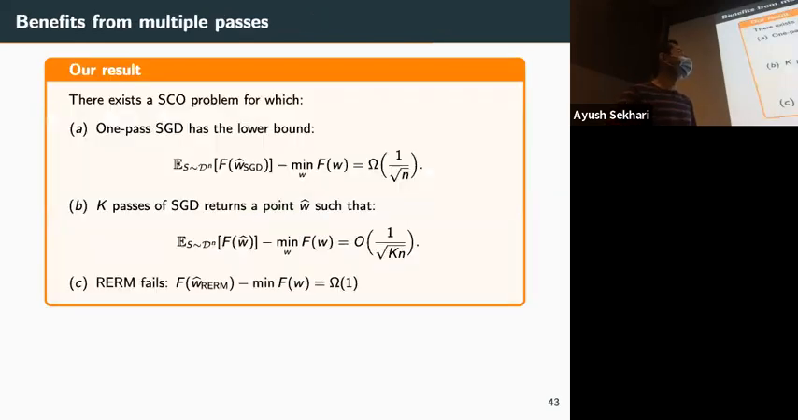In our work, we show that there are SCO problems for which the multi-pass algorithm can return much better solutions as compared to a single-pass algorithm. There are SCO problems for which if you run only one pass of SGD, no matter what step size you use, you're always lower bounded by 1 by root n. If you use k passes of SGD with a particular choice of step size, you get a nicer convergence of 1 by square root kn. But if you decided I'll just use all the data points at the same time and compute the ERM, then you have a lower bound of constant. Yeah. So all of these three results hold simultaneously for the same SCO problem.